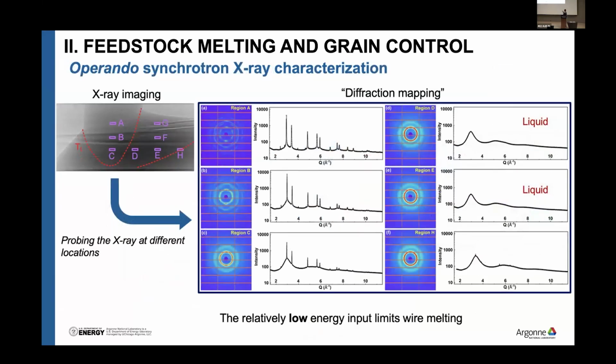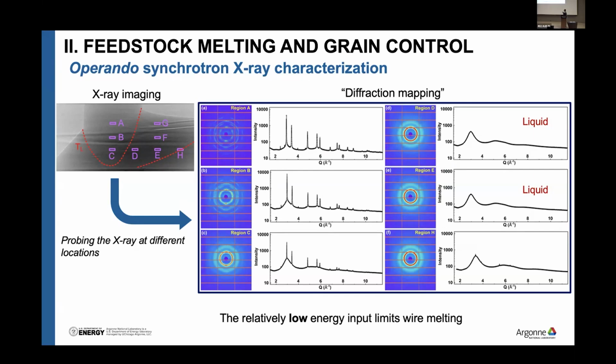So here is the X-ray imaging and the diffraction mapping for the melt pool structure under this specific printing condition. For region A to region C, we can see that there are still many sharp diffraction peaks observed corresponding to these regions. That means that under this specific printing condition, the solid wire cannot be fully melted as it is inserted into the melt pool, but it can arrive at the bottom region of the melt pool. And for region D and region E, the diffraction peaks disappear. That corresponds to the fully liquid region, which means that the wire is fully melted over there.